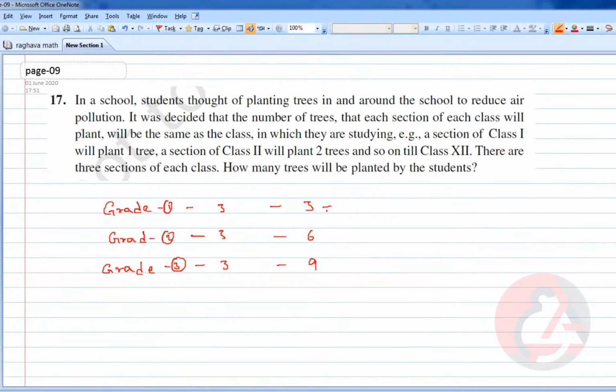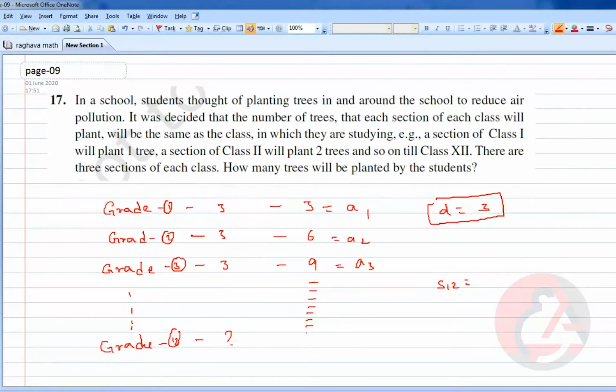If I consider this as A1, this as A2, this as A3, it follows the arithmetic progression condition. So the common difference is 3. How many grades are there? Up to grade 12. I want to find the S12 value, the sum of all of these: grade 4, grade 5, grade 6, up to grade 12. S12 will be equal to 12 by 2 into (2 times A plus (n minus 1) into D). Find out the value.